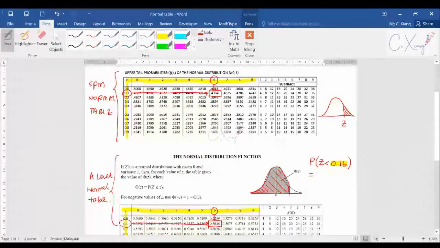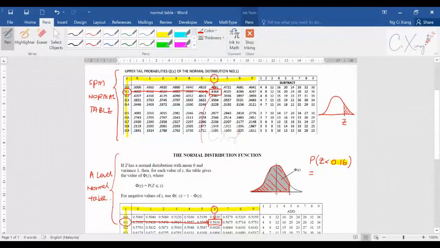Okay, this one is looking for greater. So this value is actually probability Z greater than 0.16, and you get 0.4364. So last time in SPM, this is what you are doing. Okay, but for now, in A level, if let's say I want you to find out Z smaller than 0.16, then the value that you get should be this one, 0.5636. Okay, so you need to use some time to get used to this new table, because the A level and SPM tables are totally different. It's the opposite one.